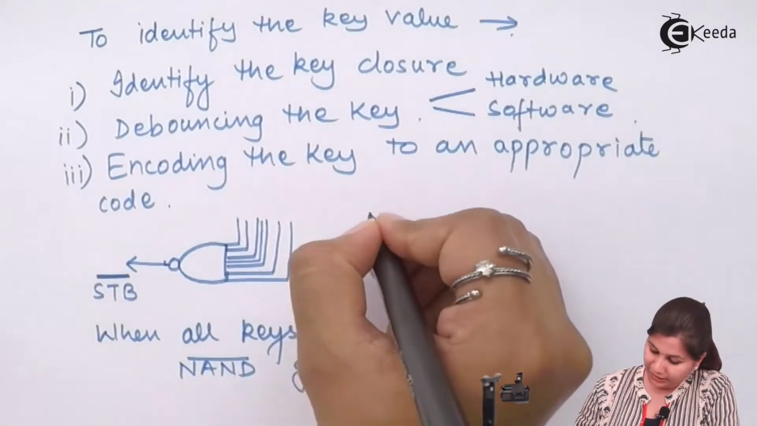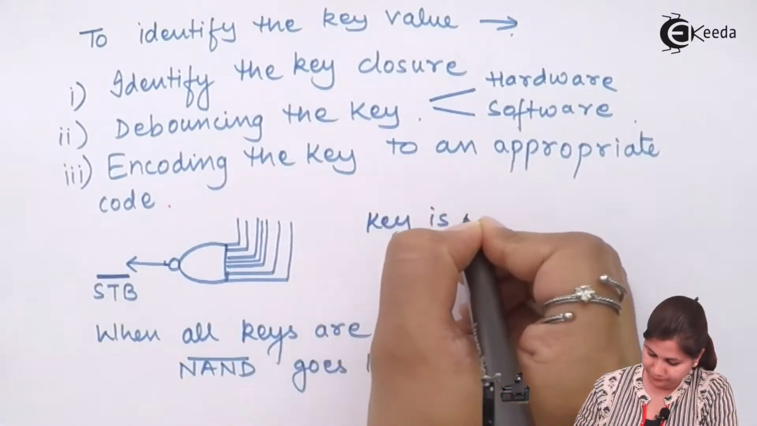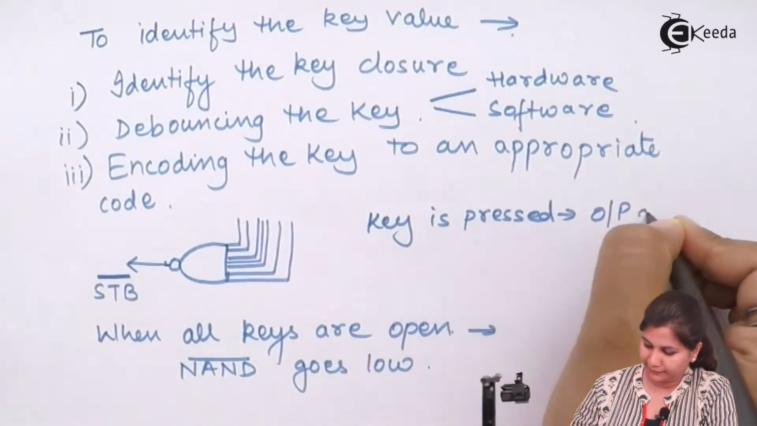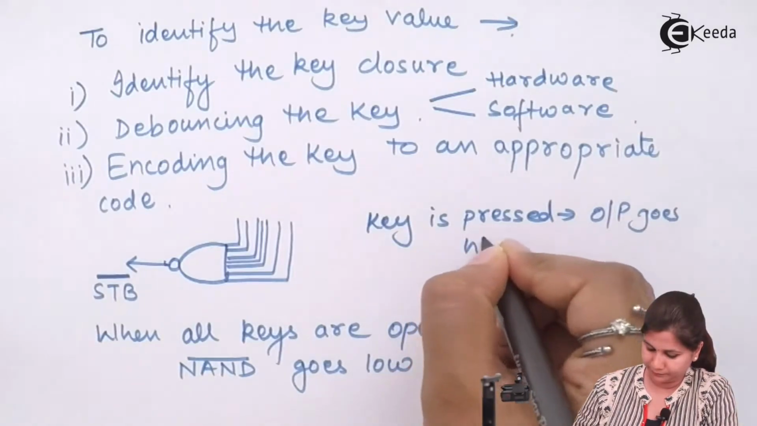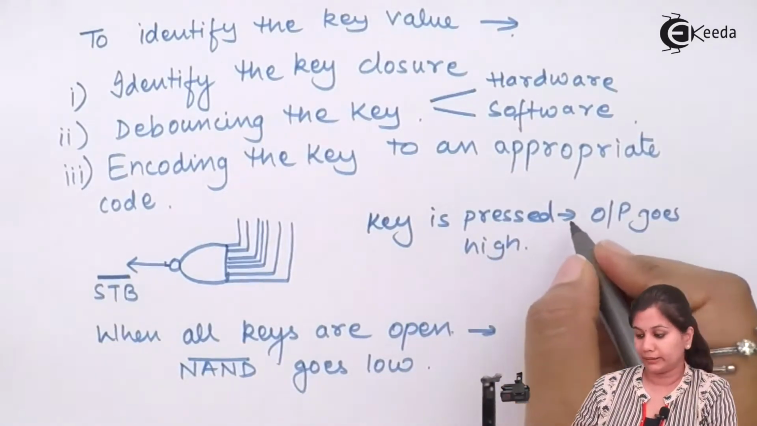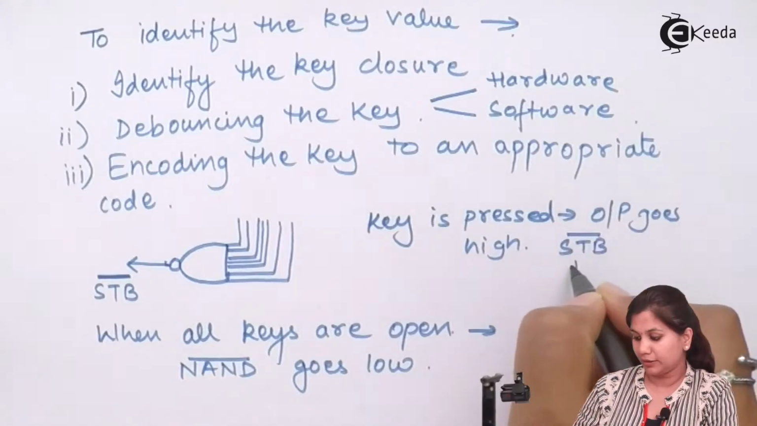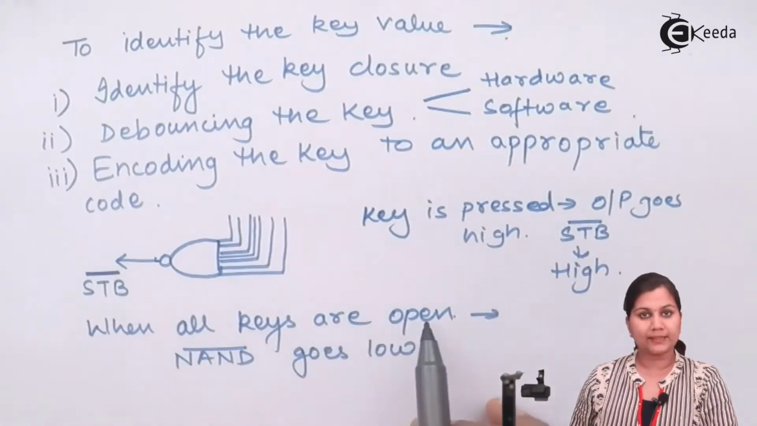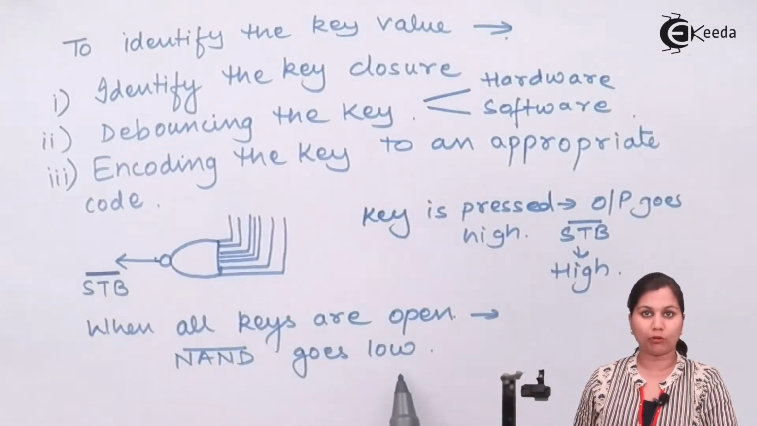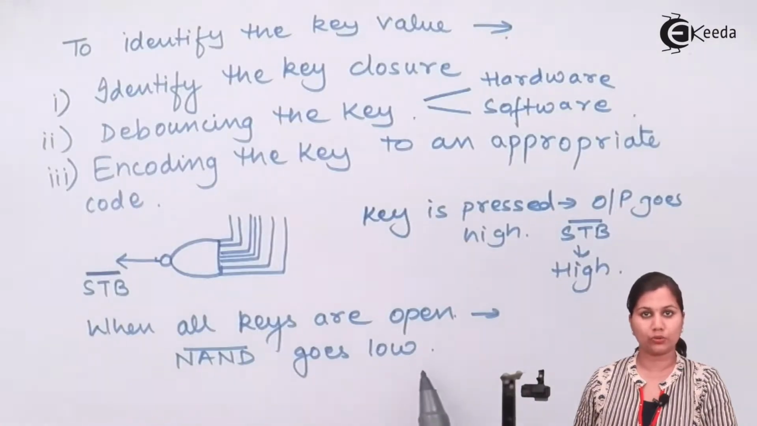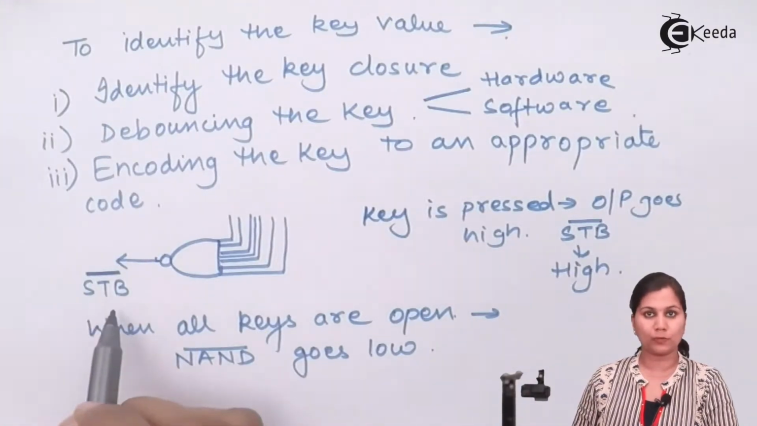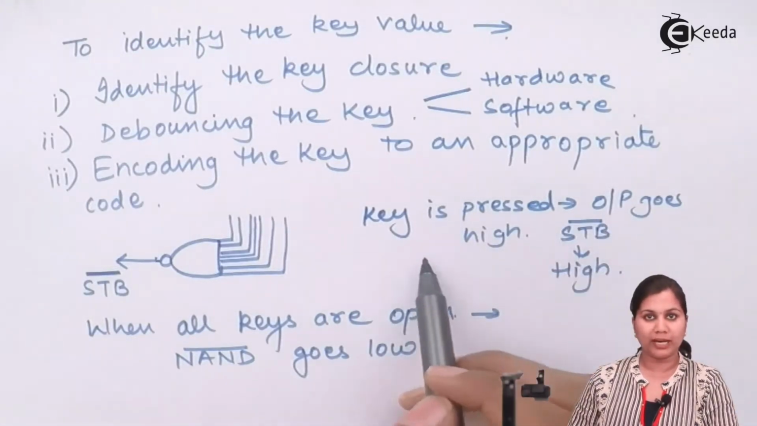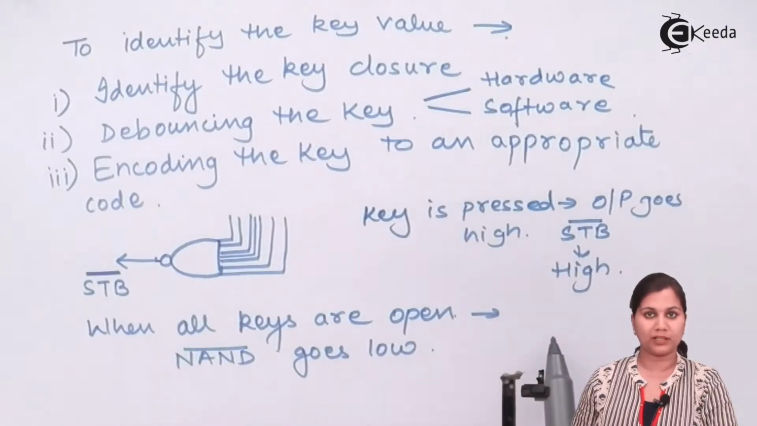Now when any key is pressed, the output goes high. That means the STB bar signal goes high. So when all the keys are open, the output of the NAND gate goes low, and this STB strobe signal is also low. And when a key is pressed, the output of the NAND gate goes high, and the STB strobe signal goes high.